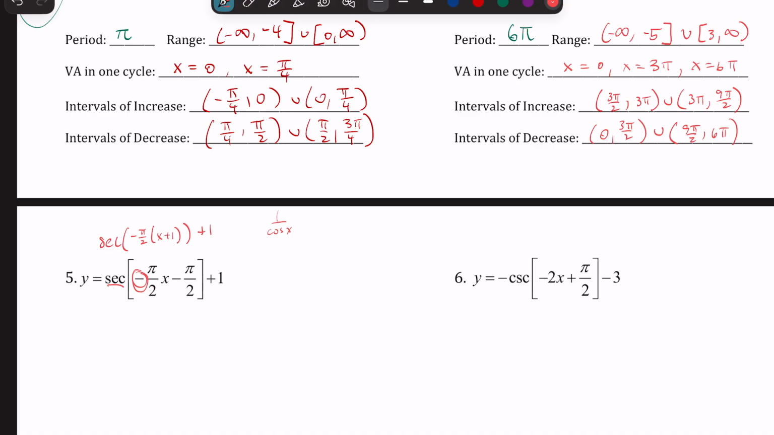So what I can do, though, is since this is an even function, I can think of this as reflected over the y-axis. So if I think of it like that, I'm just going to draw this out. And so that's secant, like this. Okay. So if I see here, reflecting over the y-axis changes nothing.